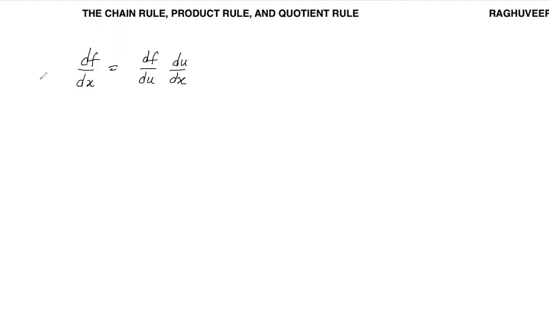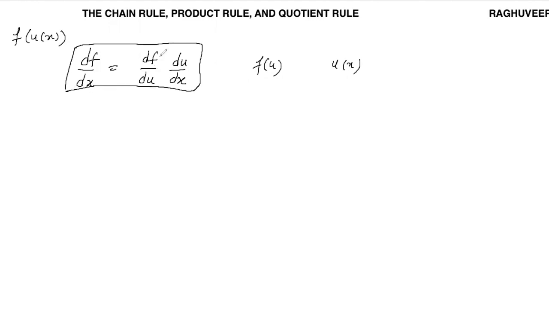So let us look at another topic. If we consider the function f of u as a function of one variable, and u of x is itself a function of a second variable x, then the chain rule may be applied in order to find the derivative of the function f of u of x with respect to the second variable, that is, df by dx is equal to df by du multiplied by du by dx.